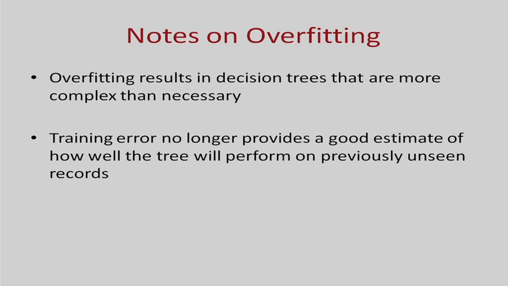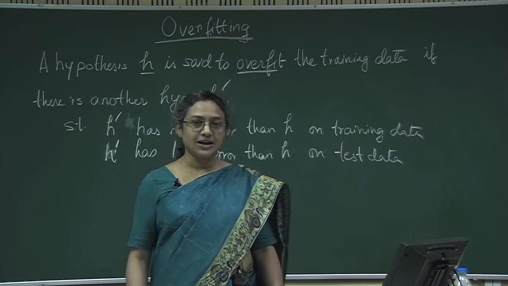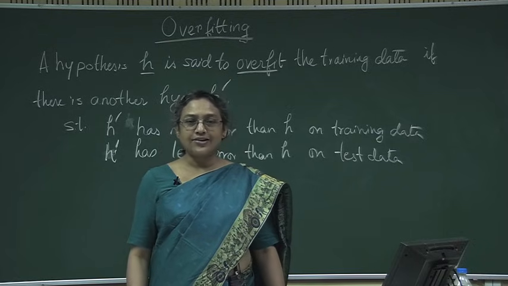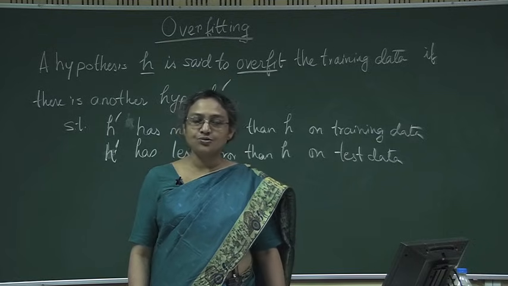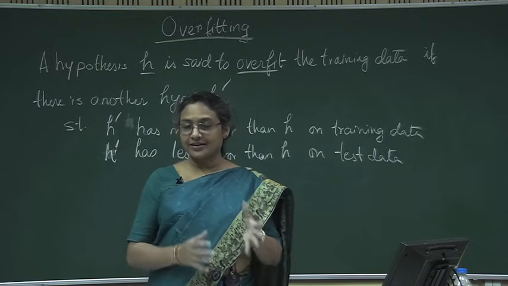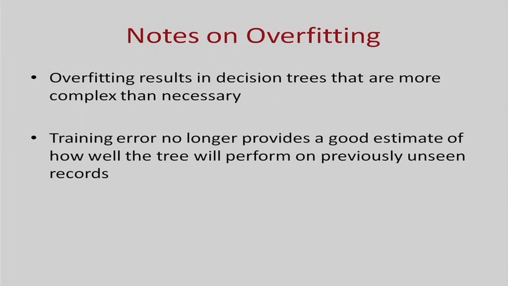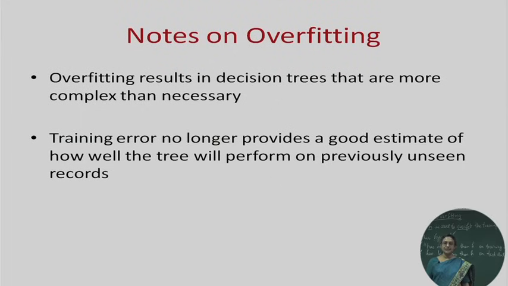So, if you are working with decision trees, overfitting results in a more complex decision tree than is necessary, and training error is not a good predictor for test error. Training error is not a good predictor for true error, and therefore, you should use a separate unseen sample called the test sample in order to get a better estimate of the true error.